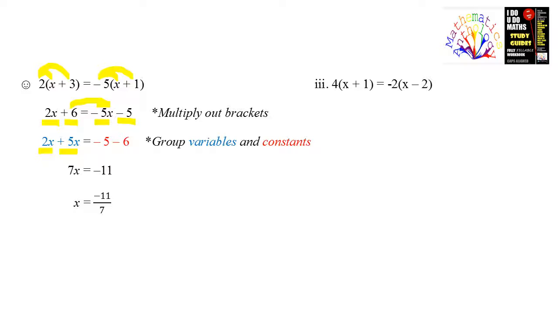On the right-hand side, I have negative 5 already, so I'll bring down my negative 5. But I also have a positive 6 on the left-hand side, which I need to bring over. That will change to a negative 6. So I have 2x plus 5x, which is 7x. Then I have on the other side negative 5 minus 6, which is negative 11. I need to divide by the coefficient of x, which is 7 here, so that I can have x on its own here. So x is equal to negative 11 divided by 7. That's my final answer there.